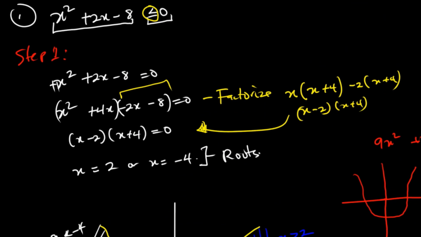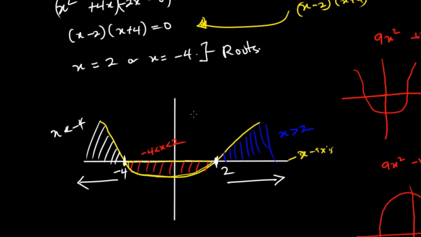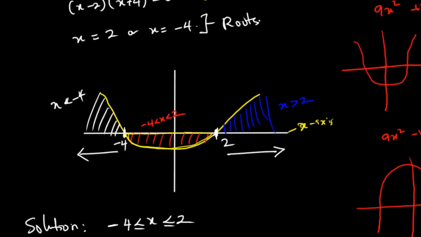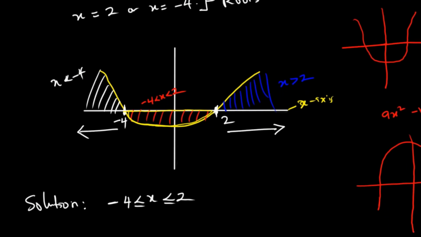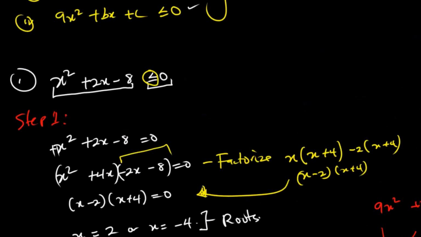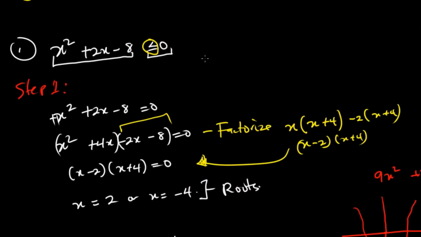Note the first thing you have to do is to find the roots of your equation, then sketch the parabola. If the coefficient of x squared is positive, it's going to be a cup-like structure, and if it's negative, it's going to be an n-like parabola. If you're having greater than, you pick the region above the x-axis, and if you're having less than or equal to, you pick the region below the x-axis. If you're having greater than or equal to, you pick the region above the x-axis. So that's the first method.